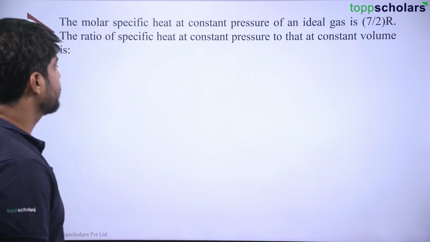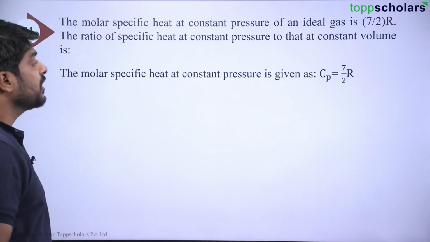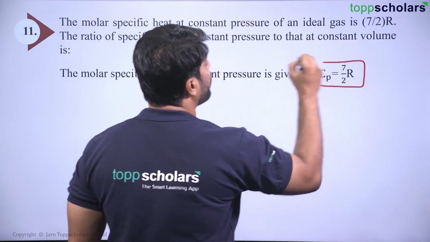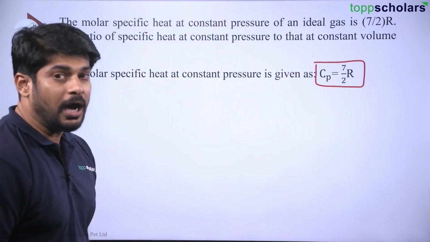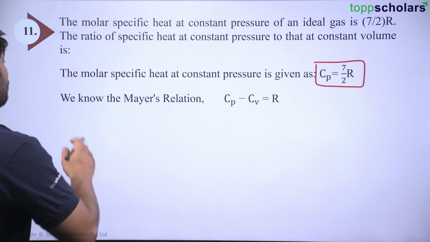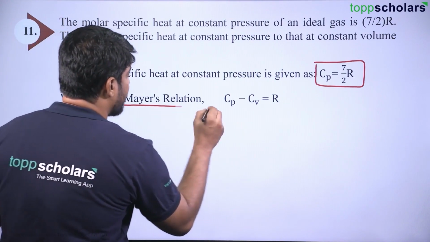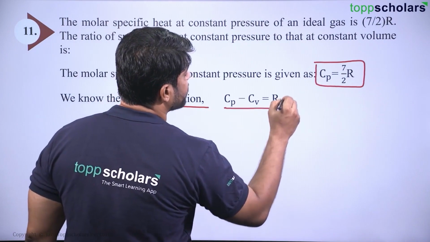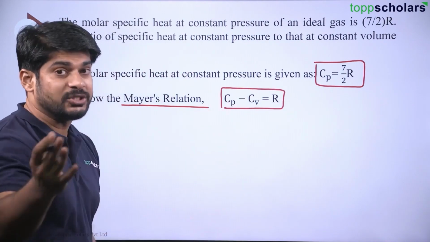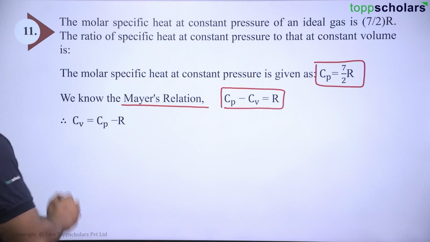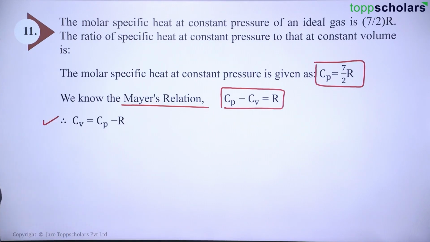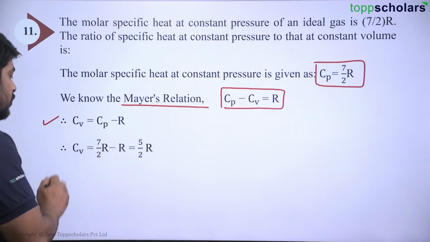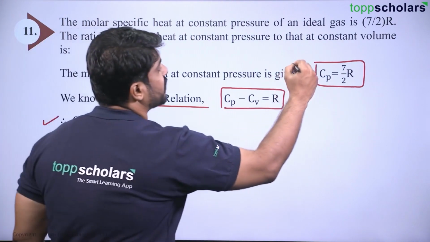So it's a very simple question. First of all, the molar specific heat at constant pressure is given and Cp is equal to 7/2R. Now we know one thing, Mayer's relation, a very famous relation. Mayer's relation is Cp minus Cv is equal to capital R, the gas constant. Now from here we can say Cv is equal to Cp minus R, isn't it? So what we can do is put the value of Cp.